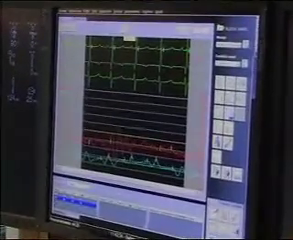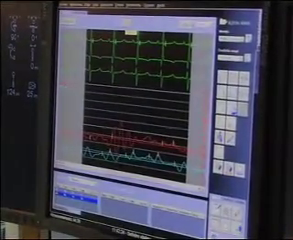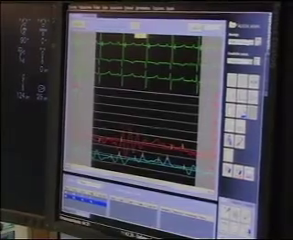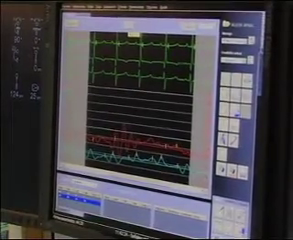I'll show the pressures at the beginning of the study over there. We see them now. 15. And there is no gradient between the left and the right atrium.